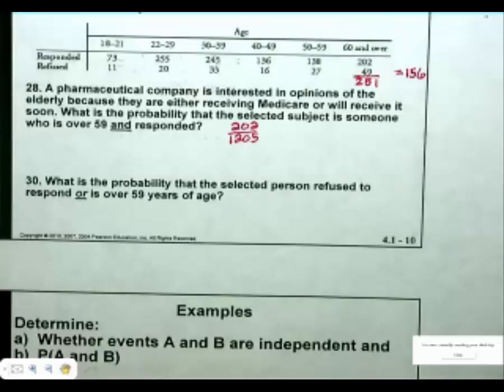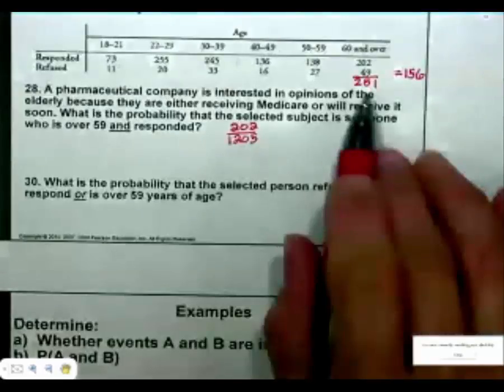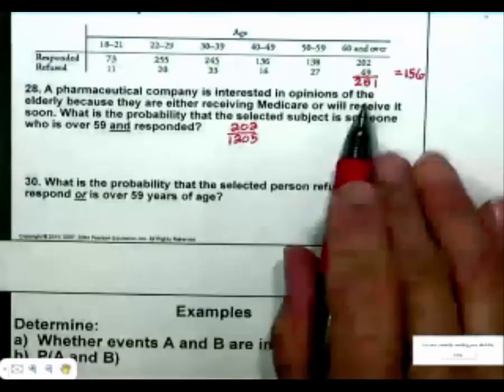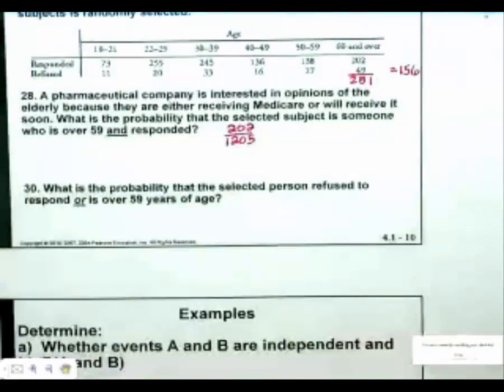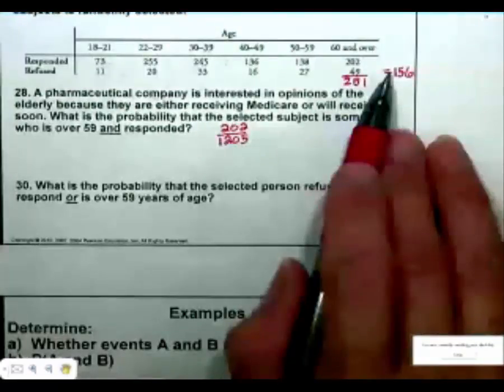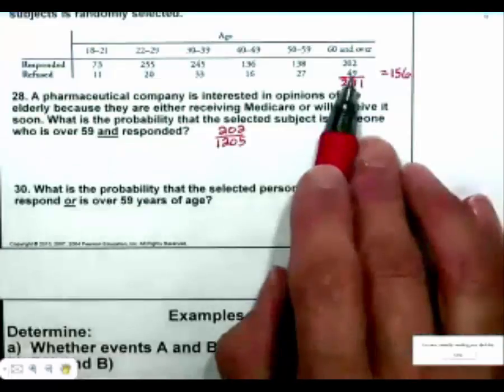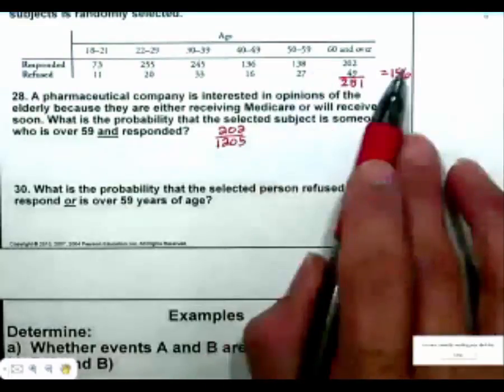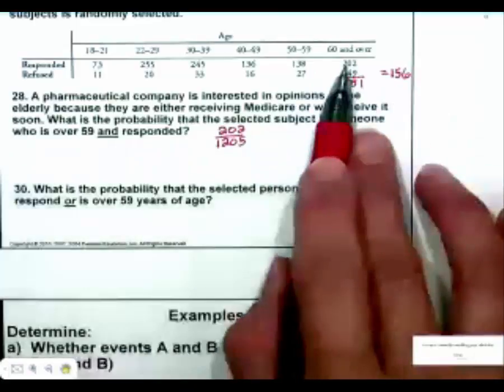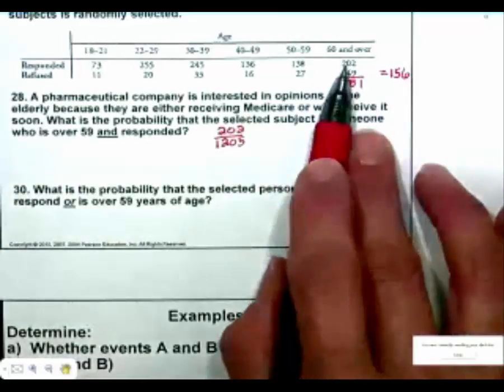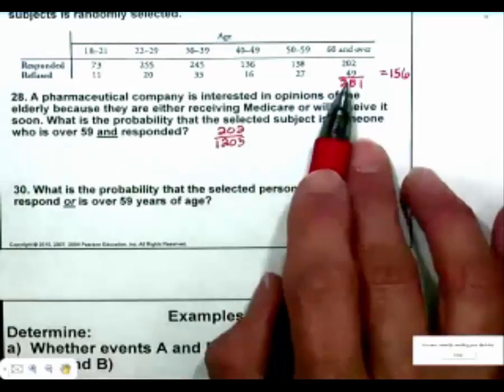So either I can add these two numbers. I need to be pointing here so it shows up on the video. I keep forgetting because I like to walk. I can either add those two numbers and subtract off the 49 who were counted twice, or I can just take this 156 and add the 202 to it. And that way I wouldn't be counting the 49 twice.